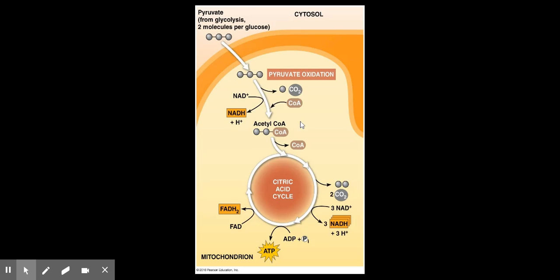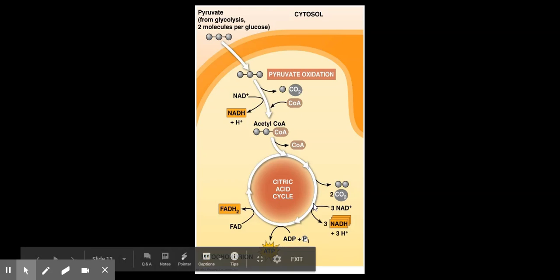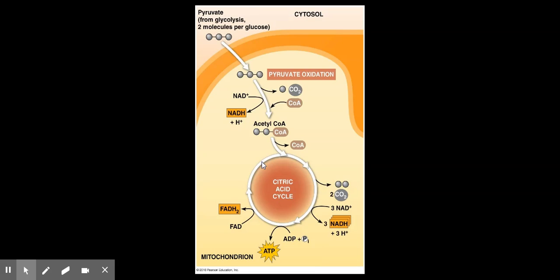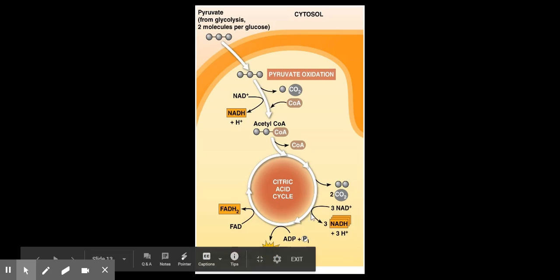Once this acetyl-CoA is formed, it is then dumped into the citric acid cycle, this cyclic process right here. The reason it's referred to as citric acid, you can imagine, is that we begin with a citric acid type molecule. It's going to go around once for each of our pyruvates.